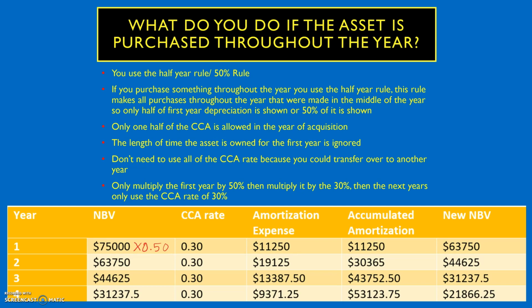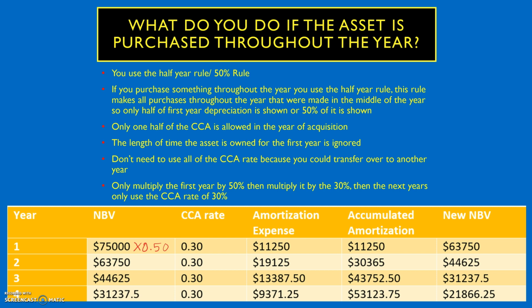So like I said before, if you've owned it for 8 months, obviously we know half a year would be 6 months. So you can completely ignore that 8 months and use the 50% rule, which would say that you purchased it at the 6-month period into your fiscal year. You don't need to use all the CCA rate, because you could transfer over to another year. You always have to amortize your assets, but you don't have to use all the capital cost allowance rate that you've calculated. You could use less if you wanted to, but the part that you didn't use would be transferred into the next year. Basically, you have to use it eventually, just not within the year you've calculated it.